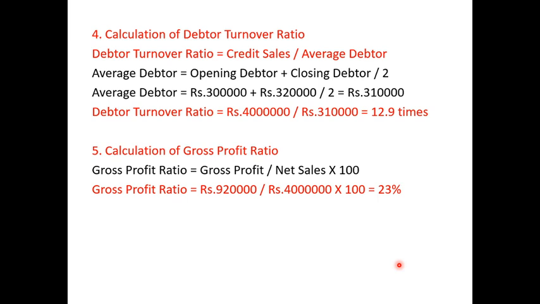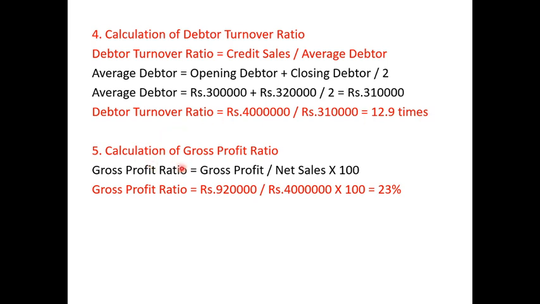Next, calculation of debtors turnover ratio. The formula for debtors turnover ratio is credit sales divided by average debtors. Here credit sales is not given, sales is given, so we can treat it as credit sales. Then for average debtors, closing debtors is given in the balance sheet and opening debtors is given in the adjustment. Average debtors is equal to 3 lakh plus 3 lakh 20,000 divided by 2, that is 3 lakh 10,000. Now the debtors turnover ratio, the final answer, is 12.9 times.